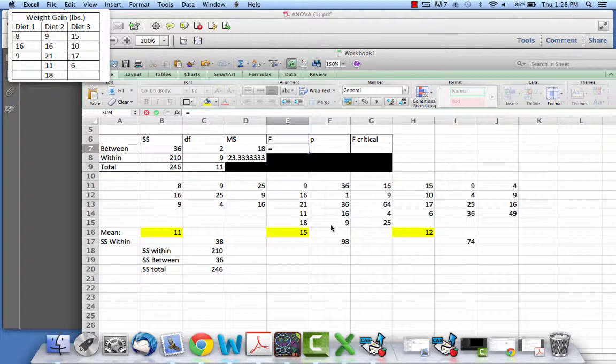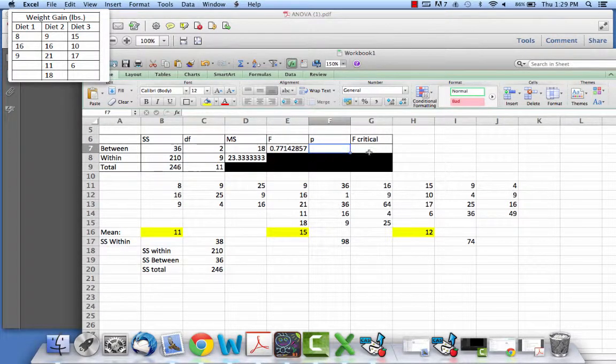And this is going to be, I'll do 18 divided by 8. So F in this case is actually quite small. The reason F is quite small is because these are quite similar. So if the comparison between and the comparison within are not very different, then that's how you get a small F, by this ratio being small.